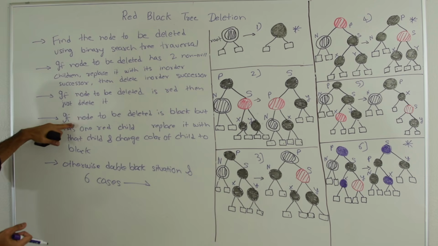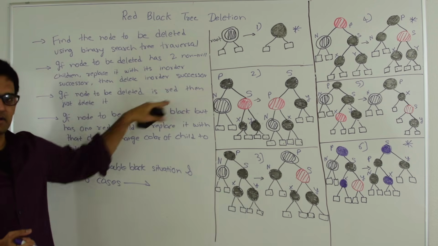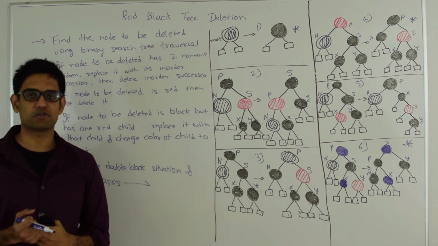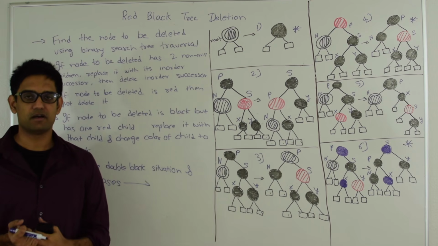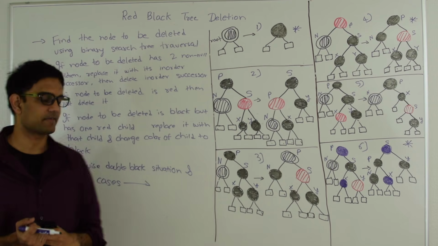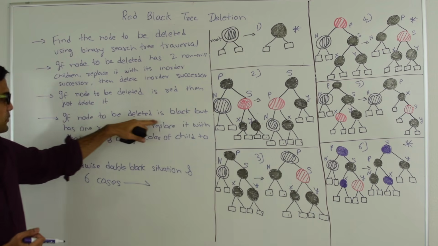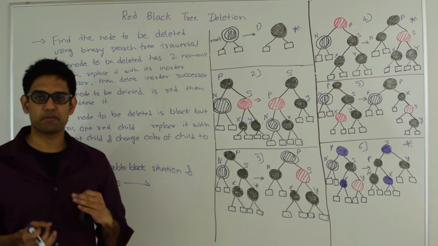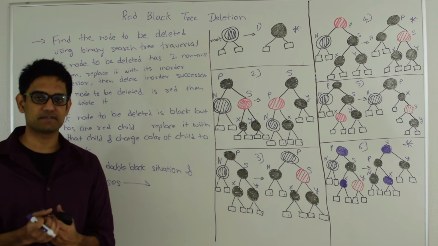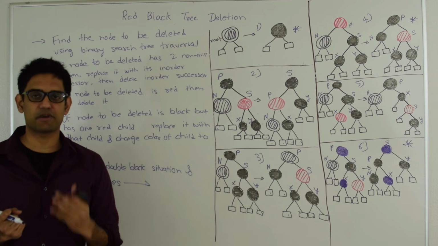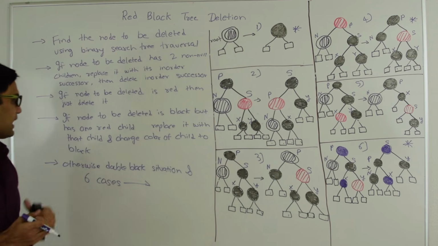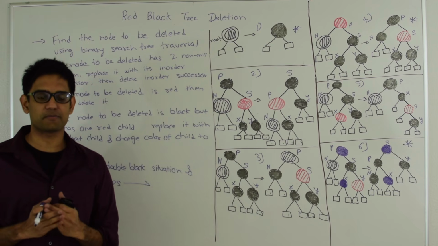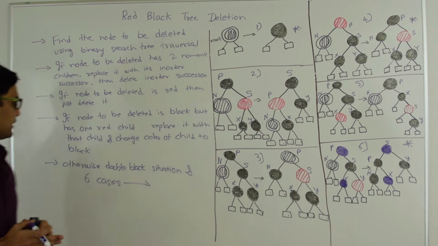If the node that needs to be deleted is a red node, then just delete that node, because deleting it is not going to affect the count of black nodes in every path. If the node that needs to be deleted is black but it has 1 red child, then replace it with that red child and change the color of the red child to black, and this again keeps the count of black nodes in every path the same.